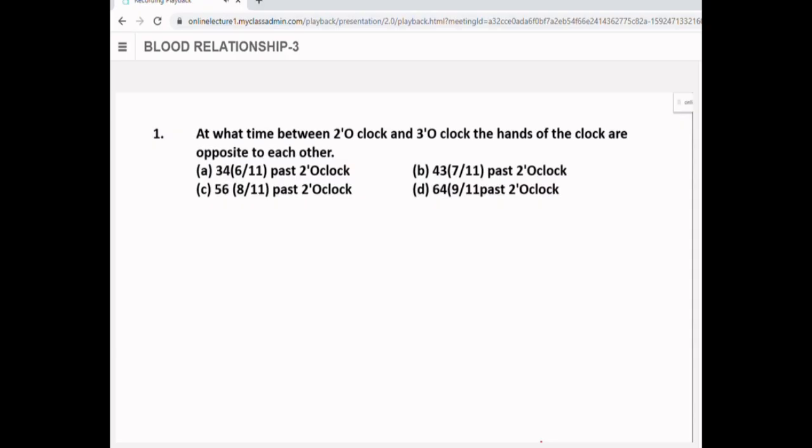So I'm very sure the timing is somewhere above 40, but below 45. Are you understanding or not? At 2 o'clock, the R hand was at 2. Later on, it will move slightly or not?